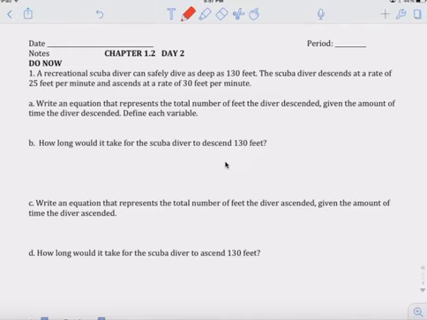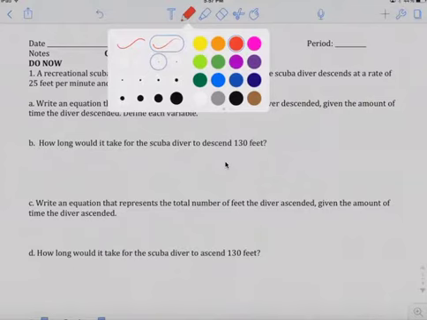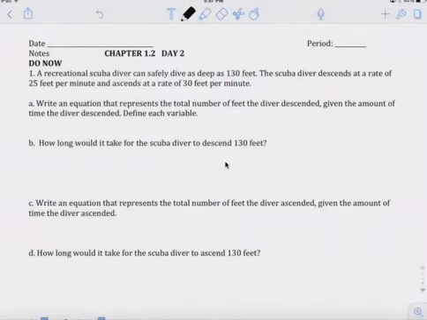Today's homework. We started with the other page first, so let's see. A recreational scuba diver can safely dive as deep as this many feet. So that's the most it can go.